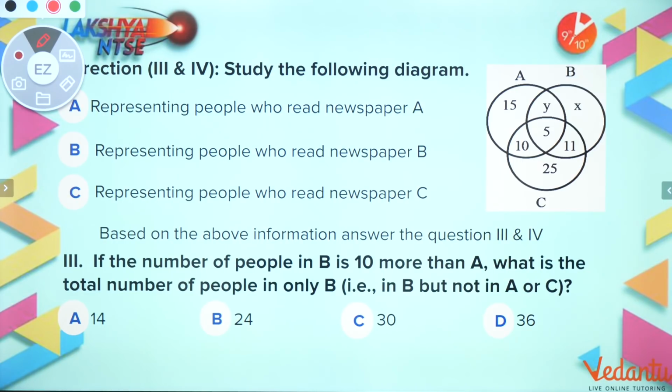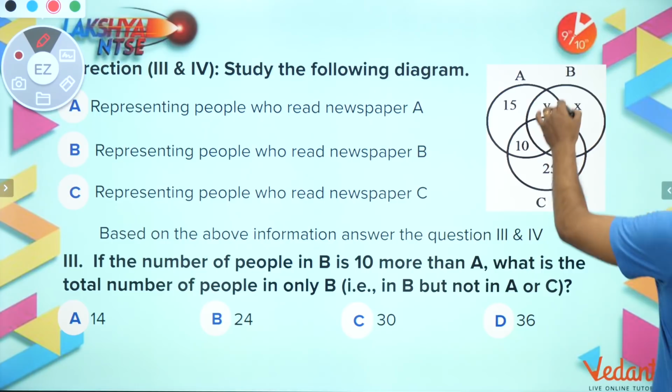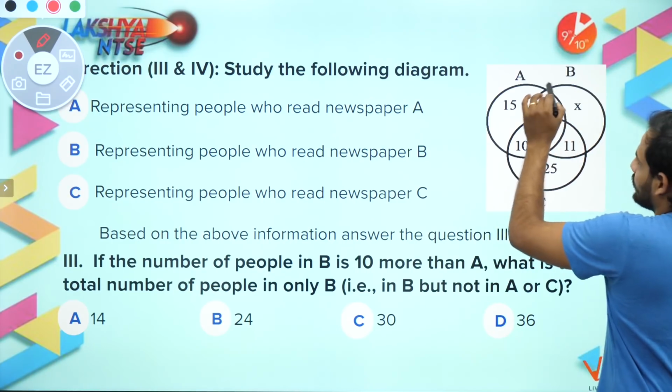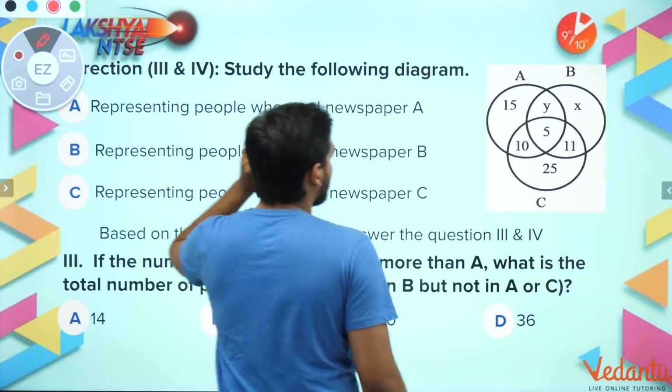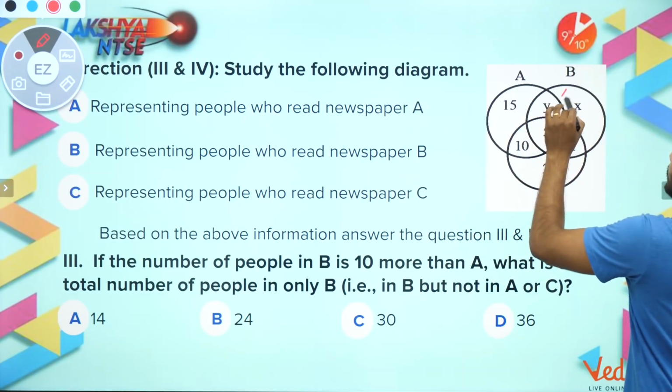The third question is: if the number of people in B is 10 more than A, what is the total number of people in only B? In B but not in A. Only B means what? This part. Only B, as I have told you, is this thing.